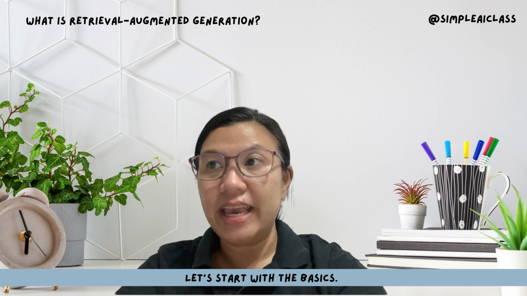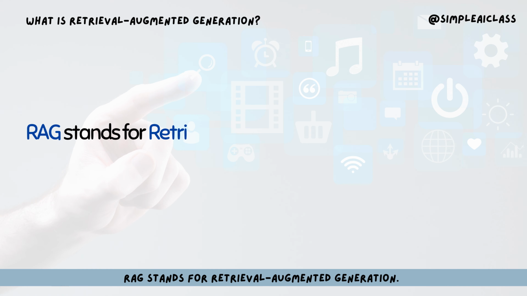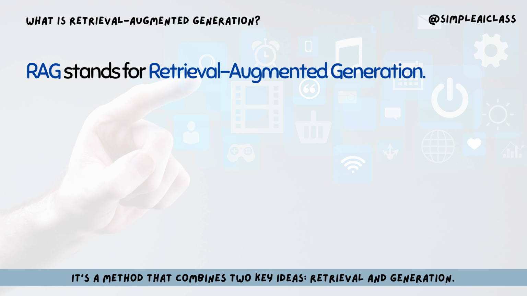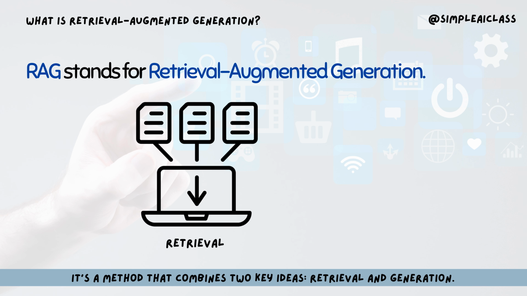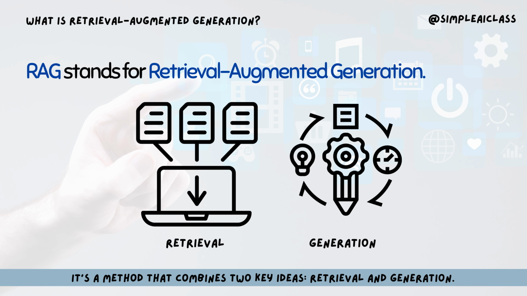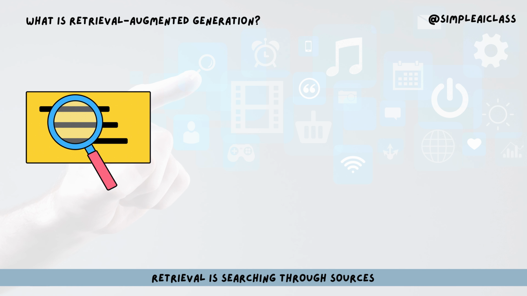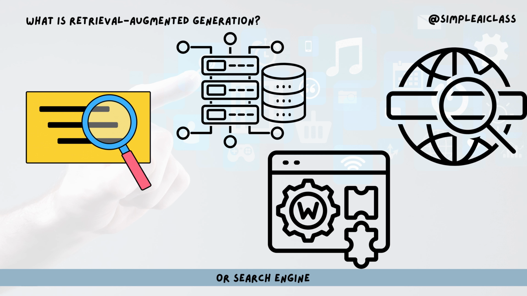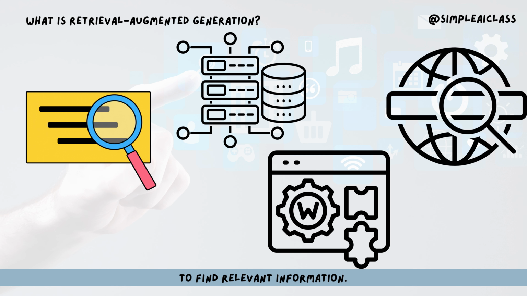Let's start with the basics. RAG stands for Retrieval-Augmented Generation. It's a method that combines two key ideas, retrieval and generation. Retrieval is searching through sources such as a database, knowledge base, or search engine to find the relevant information.